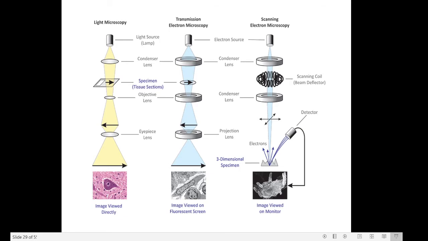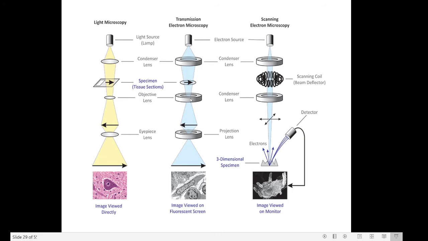Here the light source, condenser, specimen, objective lens and eyepiece lens are there. Through the eyepiece lens we can get the color image. Here the electron beam is passed through the condenser lens. This condenser lens passes the light to the specimen.